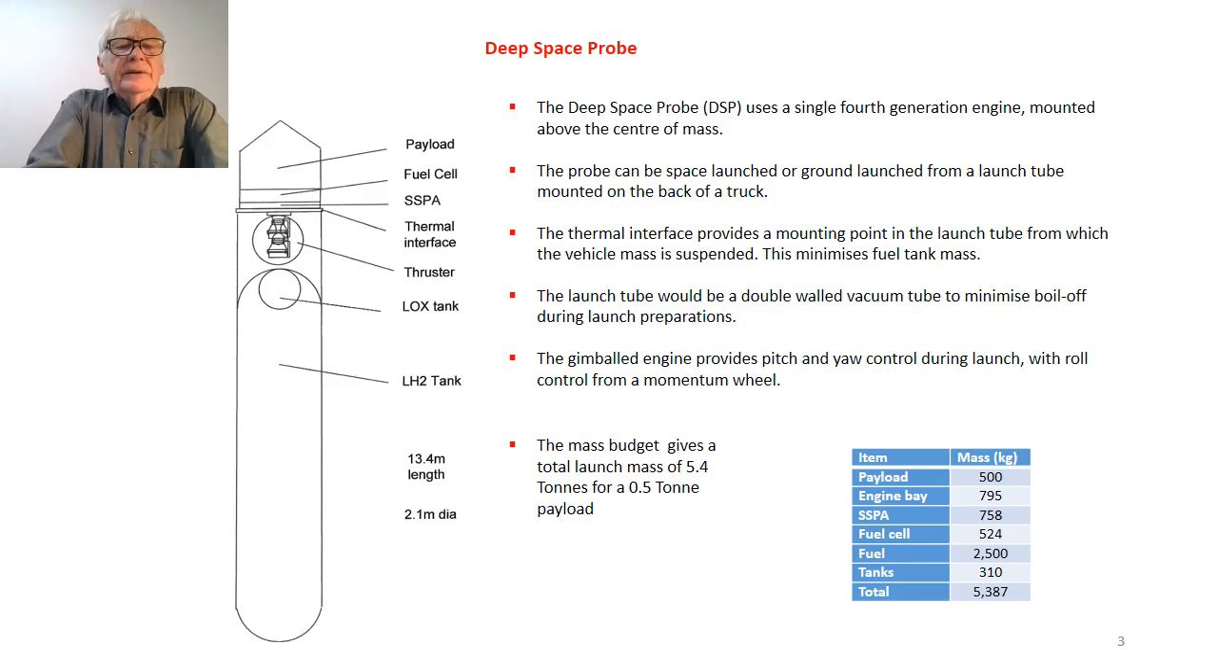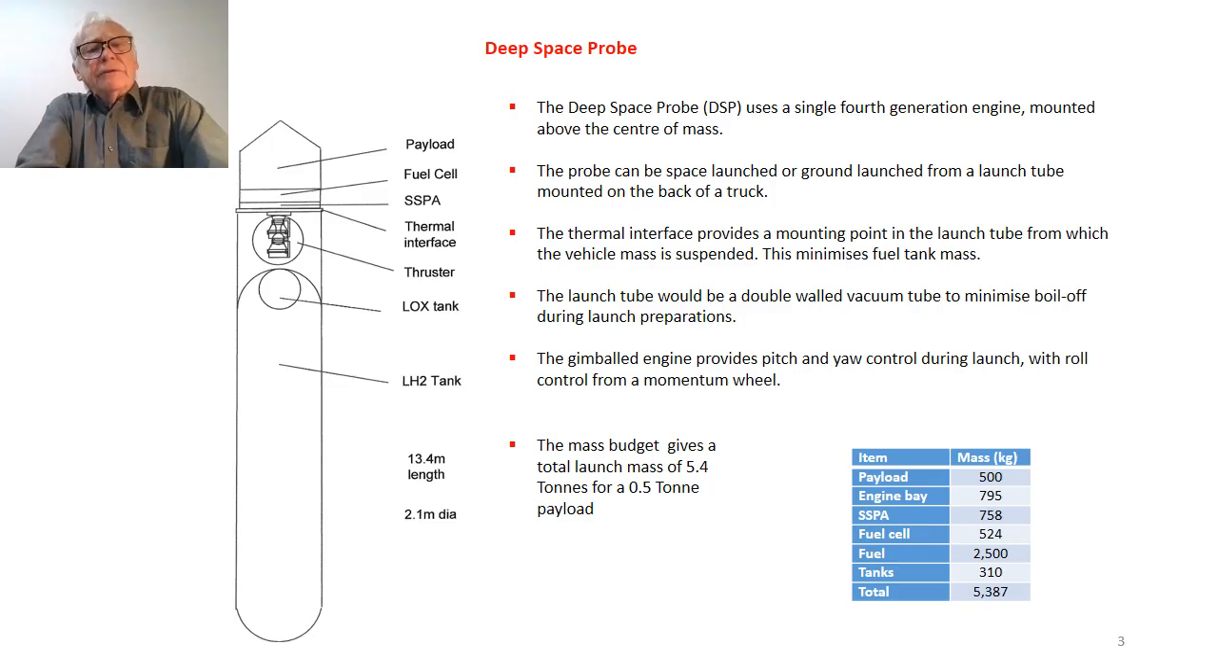Now, the configuration is that the thruster itself, the thrust vector, is mounted above the center of mass during launch. And this is quite important because it enables a very straightforward launch to be carried out. Typically, if it's a ground launch, you can launch it directly from a tube mounted on the back of a truck.